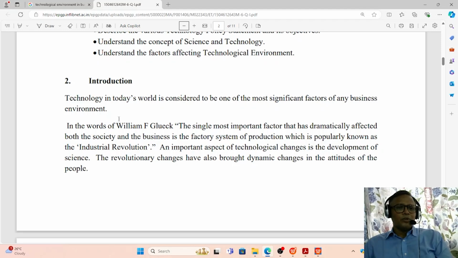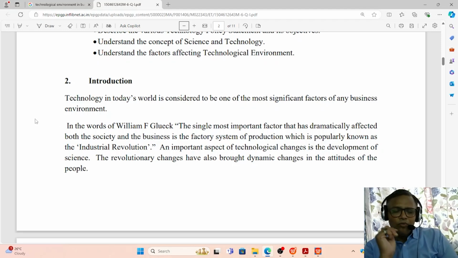Second is the introduction. Technology in today's world is considered to be one of the most significant factors of any business environment. In the words of William F. Gluck, the single most important factor that has dramatically affected both society and business is the factory system of production, which is popularly known as the Industrial Revolution. Thus, an important aspect of technological change is the development of science. The revolutionary changes have also brought dynamic changes in the attitude of the people.